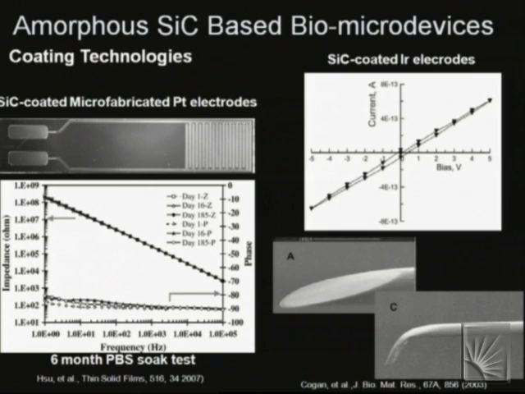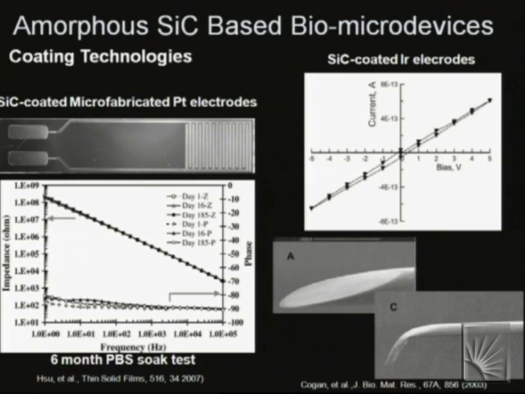A group out of Boston has also been looking at silicon carbide protective coatings, and in their application they're interested in looking at the amorphous silicon carbide as a protective insulator for iridium wires that would be used for neural interfacing.